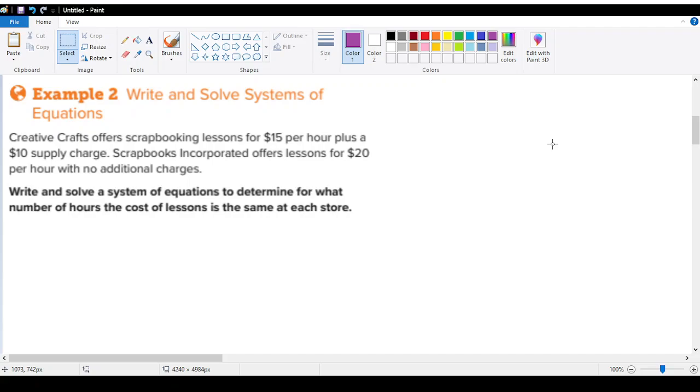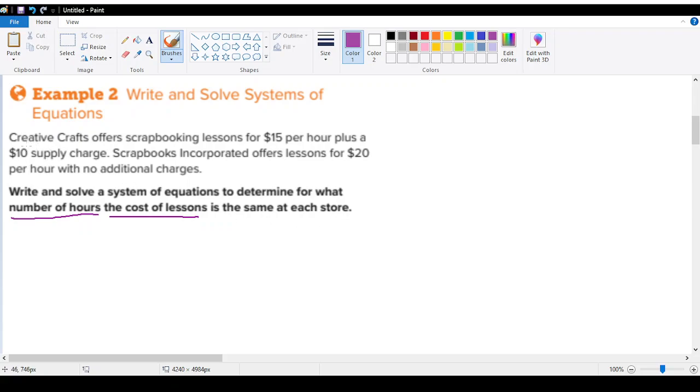Creative Crafts offers scrapbooking lessons for $15 per hour, plus a $10 supply charge. Scrapbook Incorporated offers lessons for $20 per hour with no additional charges. Write and solve a system of equations to determine for what number of hours the cost of lessons is the same at each store. To solve this question, we have to understand what variables we are looking for: the number of hours and the cost of lessons.